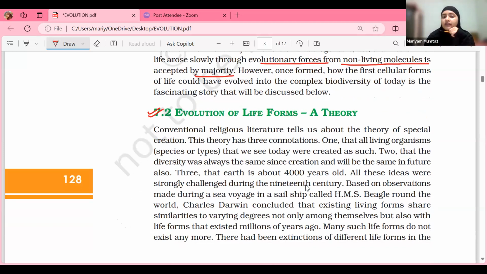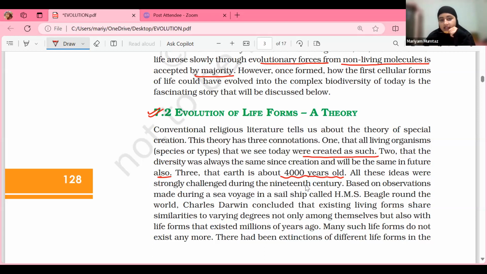One, that all living organisms, species or types that we see today were created as such. Two, the diversity was always the same since the creation and will be the same in the future also. Three, the earth is about 4,000 years old. These are the three connotations of the religious literature that we know.